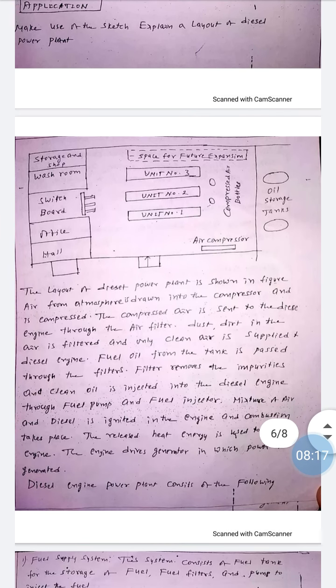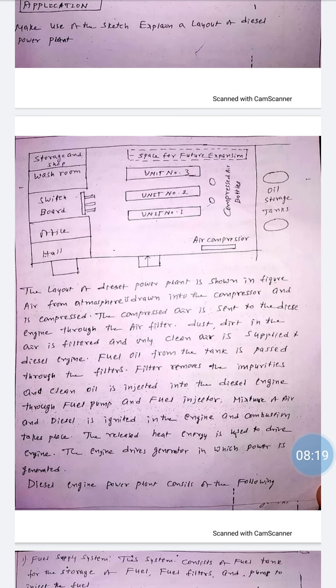Application: make use of the sketch and explain the layout of a diesel power plant. So this is the layout of a diesel power plant and it consists of storage and shop, washroom, switchboard, office, hall, air compressor, space for future expansion, unit number 1, 2, 3, compressor, baffles, oil storage tanks, etc. The layout of a diesel power plant is shown in the figure.